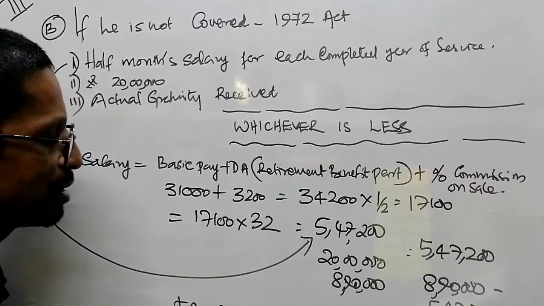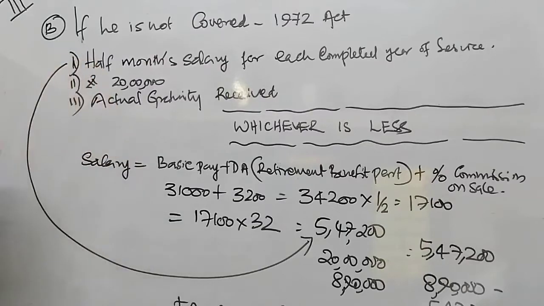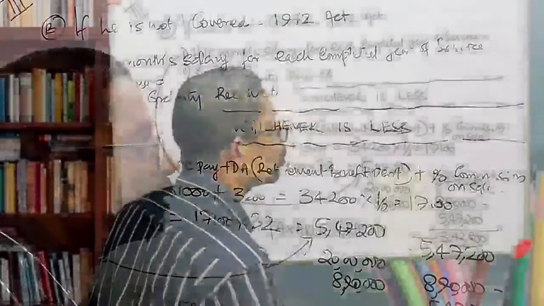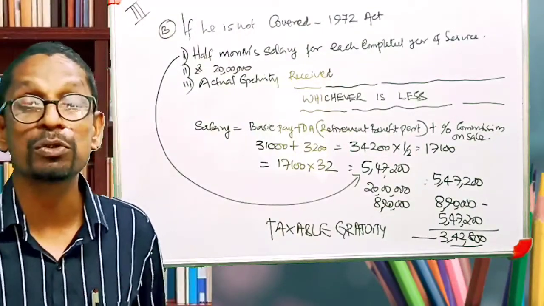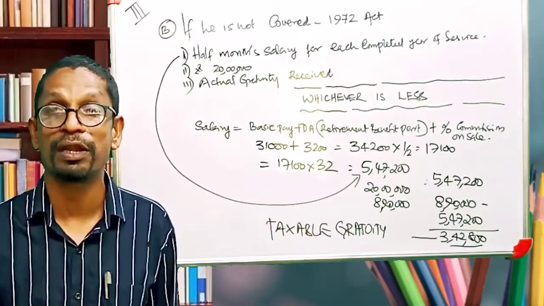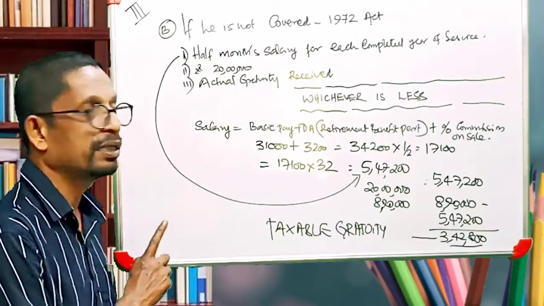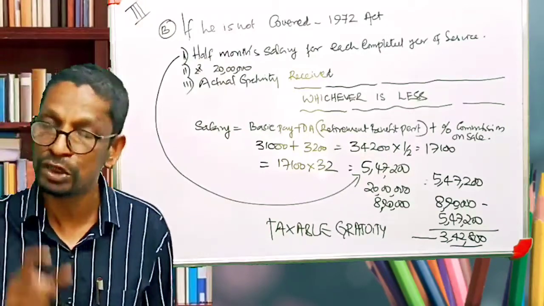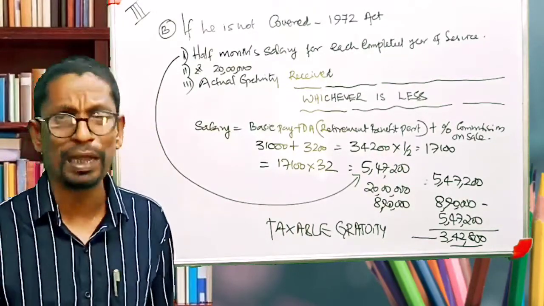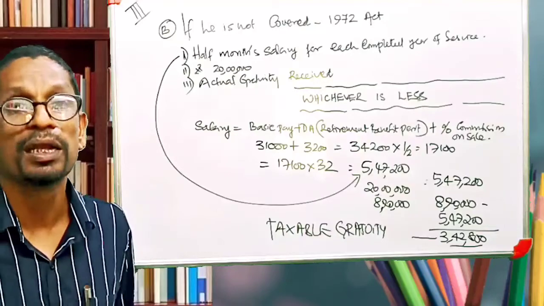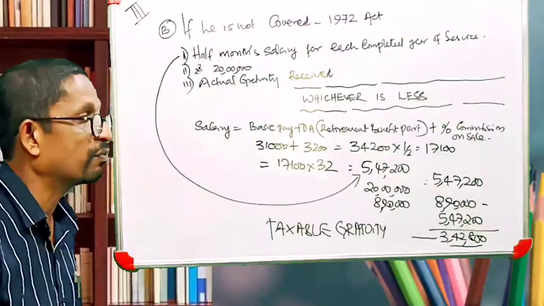Taxable gratuity how much now? 3,42,800. So in case of the employees who are not covered under the Act of 1972, please consider the important things now. Salary is equal to basic pay plus DA, which part only? Only the retirement benefit part, plus fixed percentage commission on sales. So first of all we are writing these three conditions, then converting into figures.